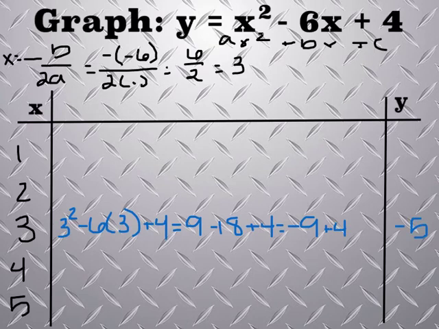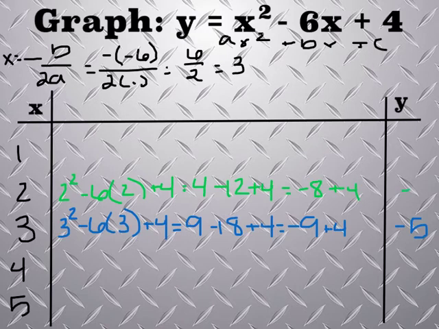Now the beauty of this is that because we know that there's going to be symmetry, you can choose which direction you want to go. Do you want to go towards the larger numbers, or do you want to start working towards the smaller numbers? I personally am extremely lazy and like to go towards the smaller numbers, so I'm going to do 2 squared minus 6 times 2 plus 4. That's 4 minus 12 plus 4. So that's -8 plus 4, which is -4.